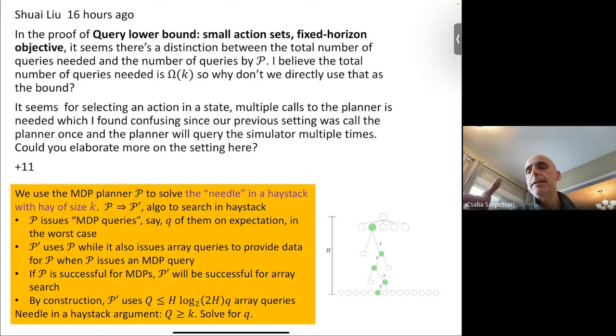Is this clear? It's because of the nature of this reduction. We really have to take care of two parts of this reduction. Basically, what is this algorithm that is searching in the array and uses the MDP planner, and when does this algorithm need to consult the array for values, and how is that used? And then just do the counting, right?